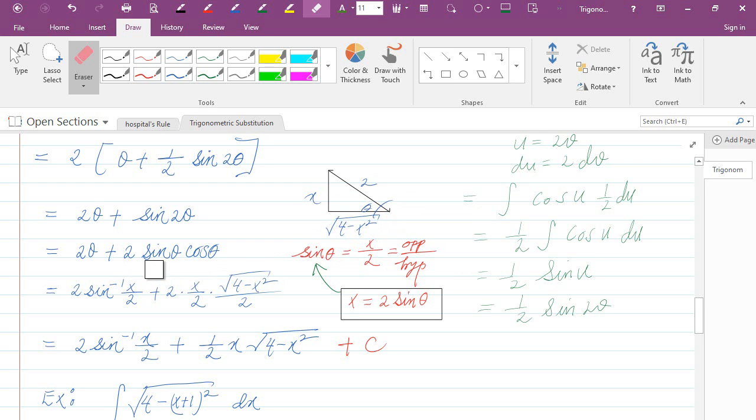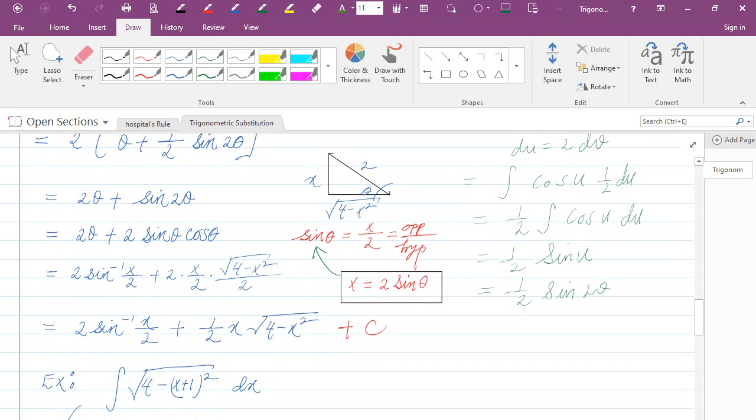So now I have 2 sine theta cosine theta, where sine theta is x over 2. And cosine theta, well, cosine theta would be adjacent over the hypotenuse, so I get root of 4 minus x squared over 2. So let's clean this up. So I get 2 sine inverse of x over 2 plus, here 2 and 2 cancel out, but I still have a half. So half x root of 4 minus x squared. So that's the simplification, and then plus the c at the end because we were finding an antiderivative.